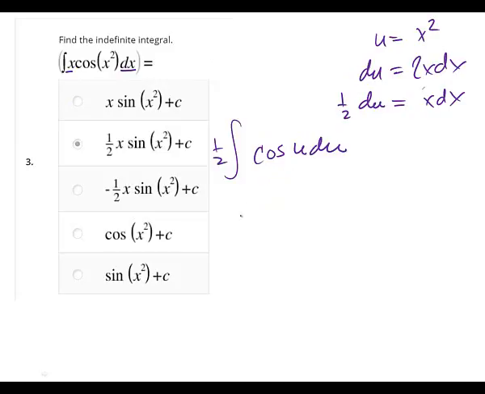All right. When we integrate cosine, what are we going to get? We integrate cosine, we get positive sine, and then for the u, instead of writing u, I'm going to write x squared plus c.